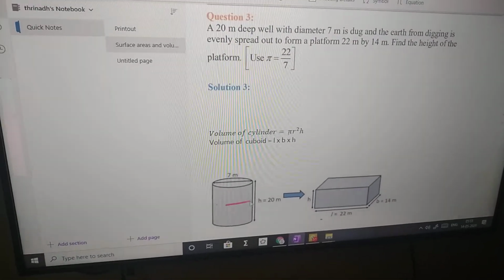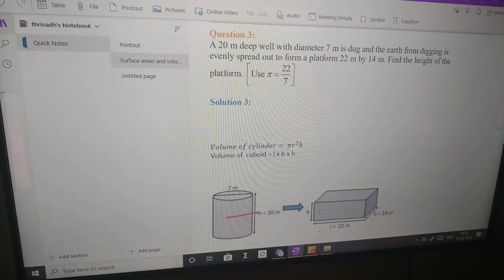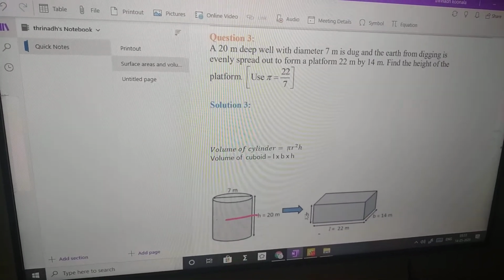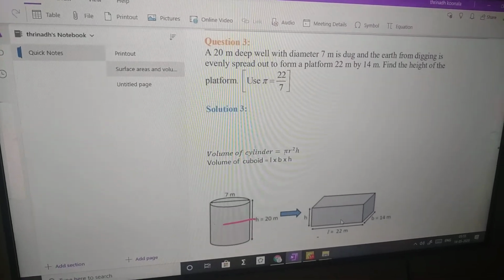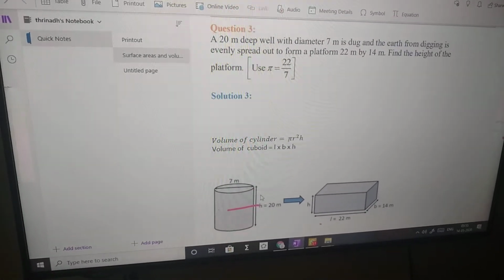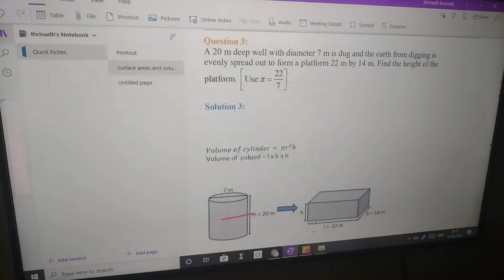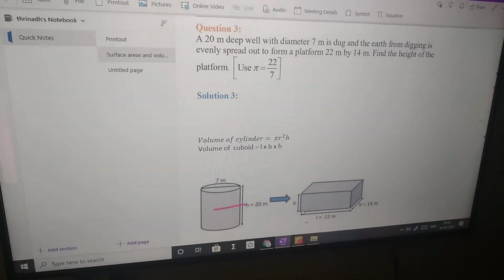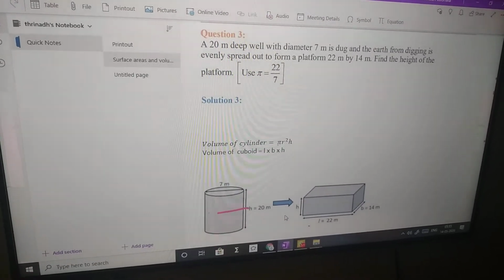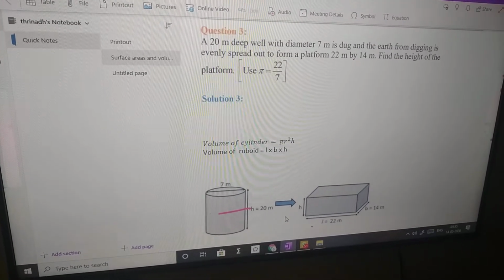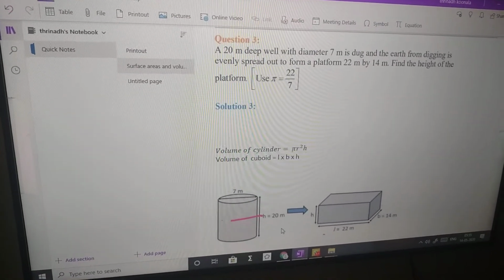It is given that after spreading the sand, it forms a cuboid and it rises to some height, because we are pouring the sand on the platform. So we need to find the height of this platform after spreading the sand equally over the platform. We should find the height of the platform.